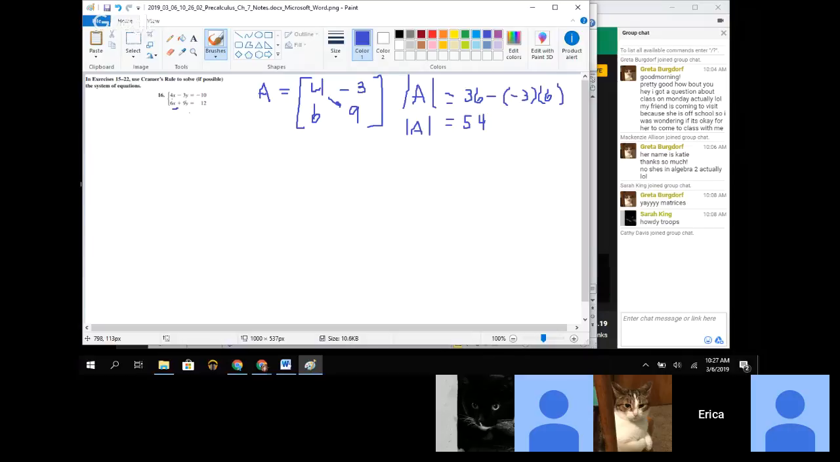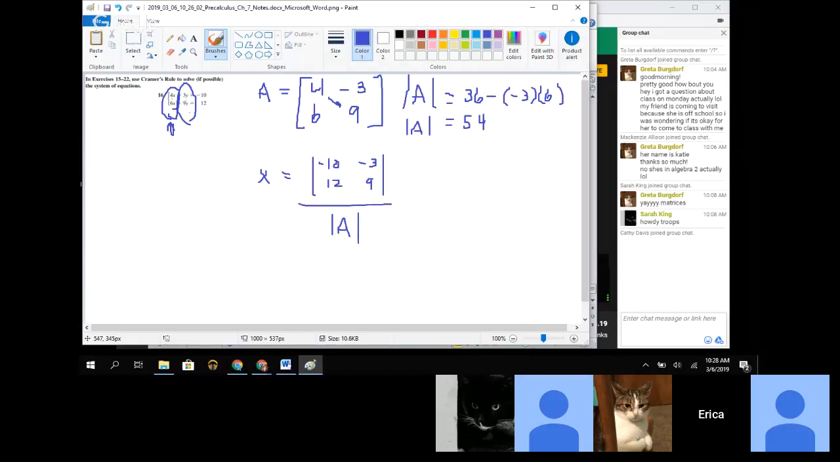To apply Cramer's rule, what you do is this. If you want to find out what x is, instead of putting 4 and 6 in for x, you're going to put the solutions in. You're going to put -10 and 12. And then your y's you're going to leave alone. So you're going to put in -3 and 9 because we're trying to find x. So we're going to leave y alone. And then you're going to divide that by the determinant of A.